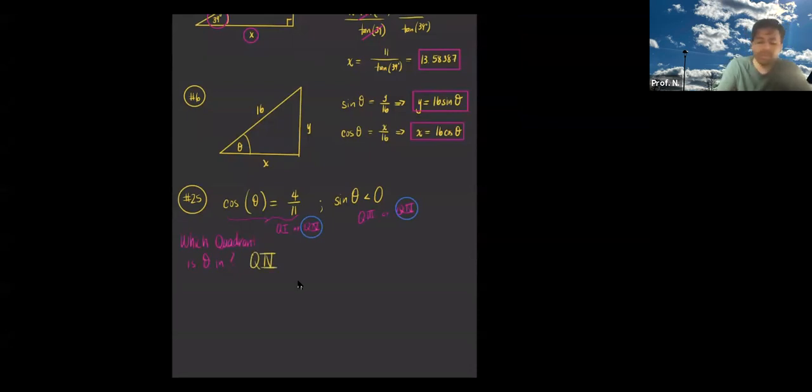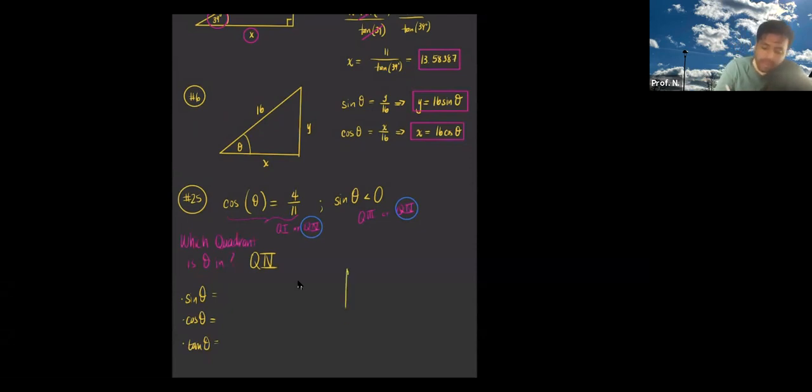Once you're in quadrant 4, the only thing that's positive is cosine. Everything else will be negative. So sine will be negative, tangent will be negative. Then I want to figure out sine of theta, cosine of theta, and tangent of theta. And once I have these, I can get the reciprocals: cosecant, secant, and cotangent are just the reciprocals of sine, cosine, and tangent.